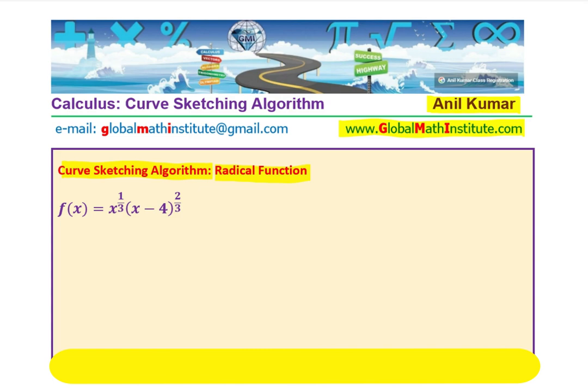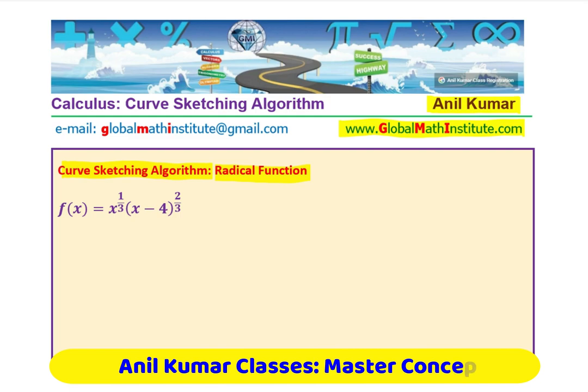The question is to sketch the graph of f of x, which is equal to x to the power of 1 over 3 times x minus 4 to the power of 2 over 3. Now, to sketch the graph, we should understand that it is a radical function, and therefore there will be points where the derivative will not be defined. And so we need to figure out the critical numbers.